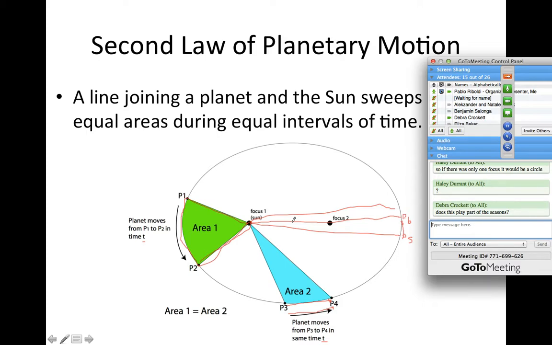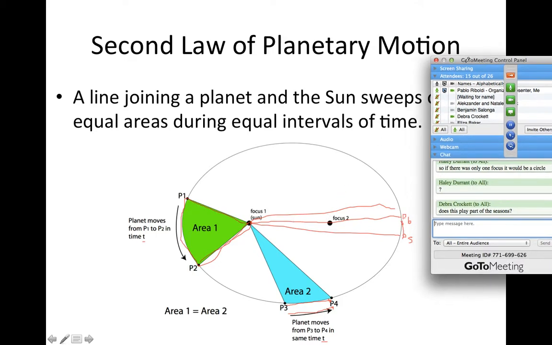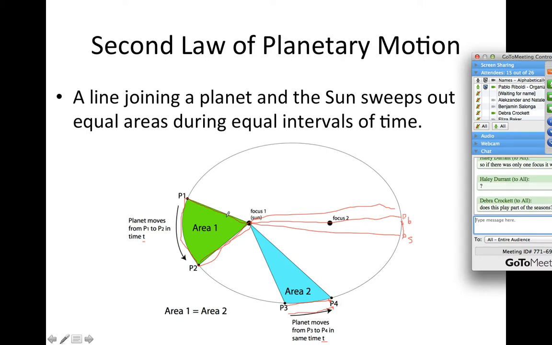Mm-hmm. This doesn't play anything with the seasons. Okay, so that is an interesting question. Very good question, Deborah. Some people think that is the case, that if the Earth were closer to the Sun, it would be hotter, it would be summer. And if it were farther, it would be winter. But that is not the case, because what is it that causes the seasons on the Earth? Is it the elliptical orbit, or is it something else?